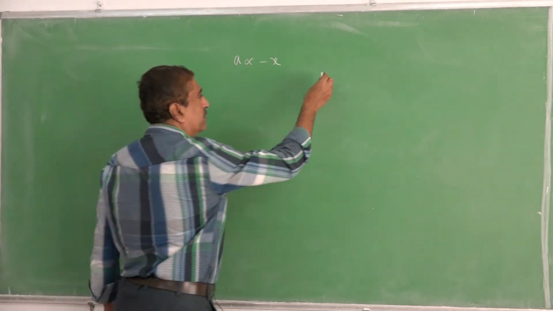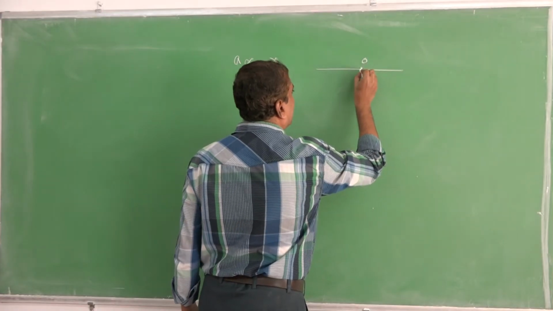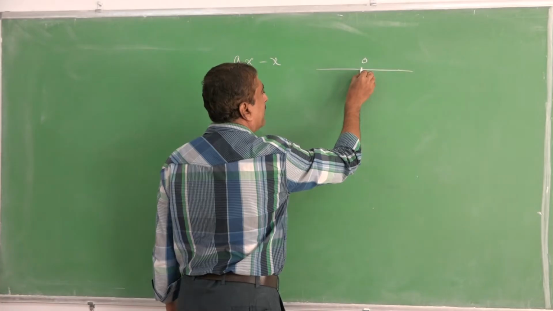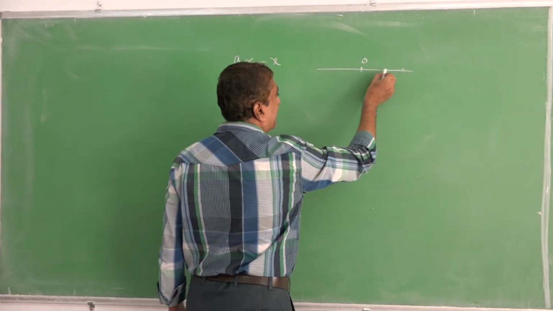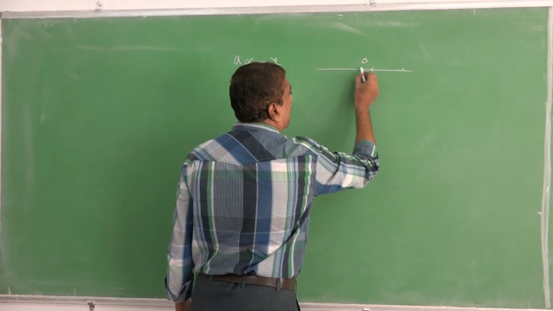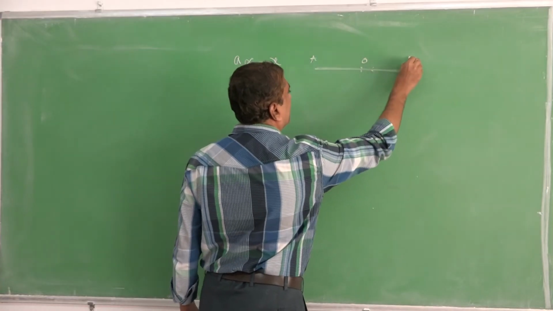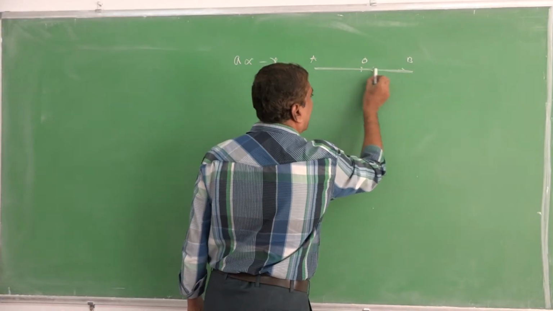Suppose we take a point here. Its acceleration always acts towards this particular fixed position, in the opposite direction. That means if the particle is moving in this direction, acceleration is in this direction. The particle moves between these two points only, A and B, along a straight line.